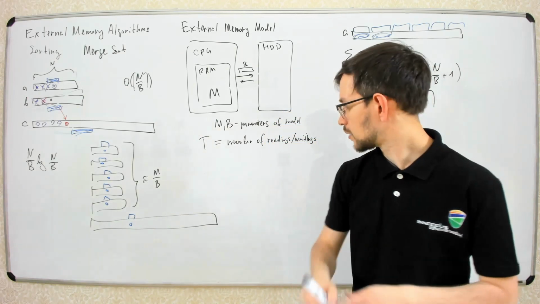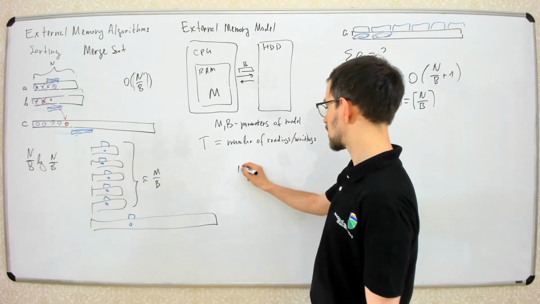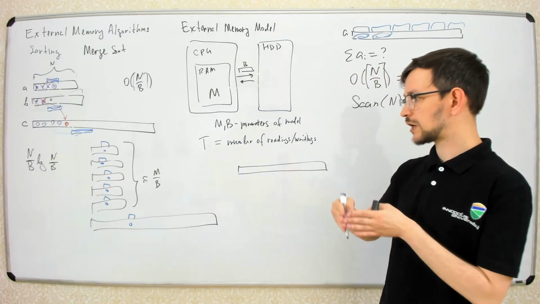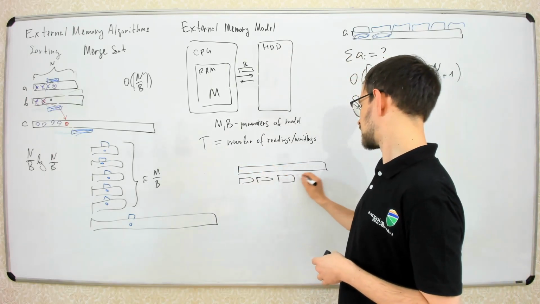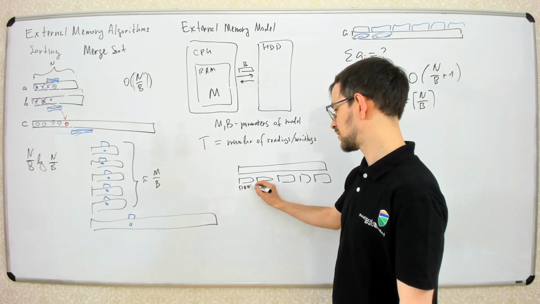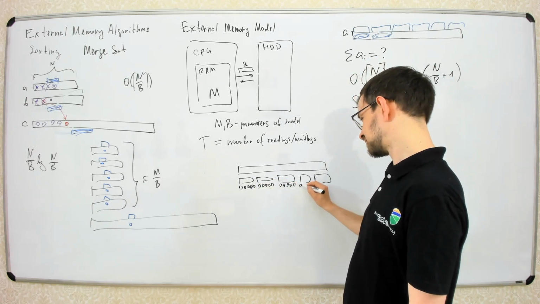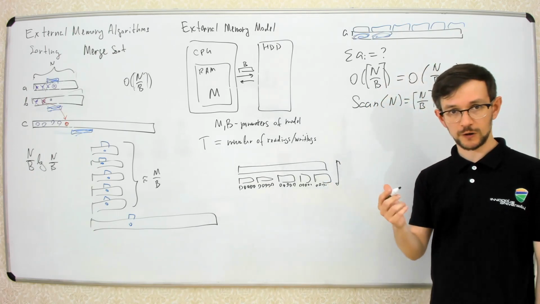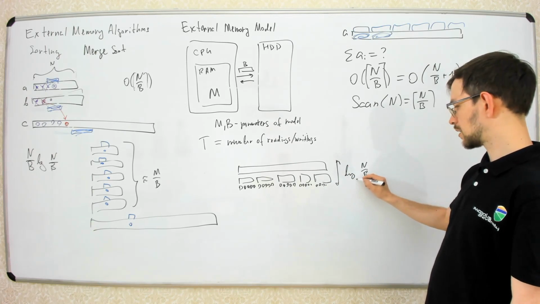Again, what's going on? So in the standard merge sort algorithm, you have this array, and each time you split it into 2 parts. But now we can split it not in 2 parts, but in m over b parts. So let's say we split it in 5 parts. Then again, we split each of these into 5 parts and so on. So the depth of this recursion will be much smaller. It will be log of n over b base m over b.